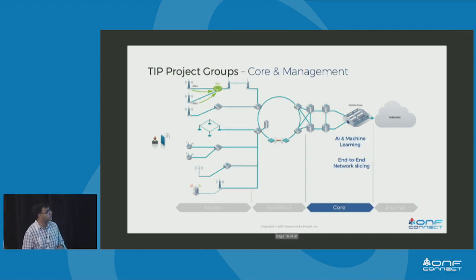And moving to the core space, we have 2 programs, the end-to-end network slicing program and then the AI and machine learning program. And these are at different stages of maturity, working on applying principles of edge of network slicing to late 4G, and then moving to 5G, and then AI and machine learning being applied to a couple of different areas, radio access, Wi-Fi, and so on.